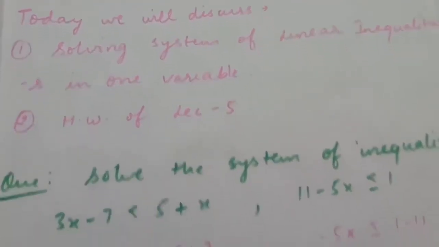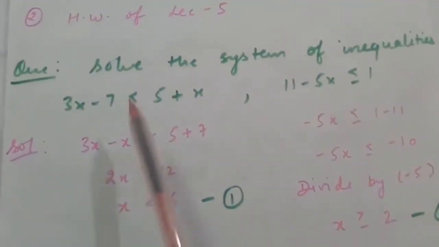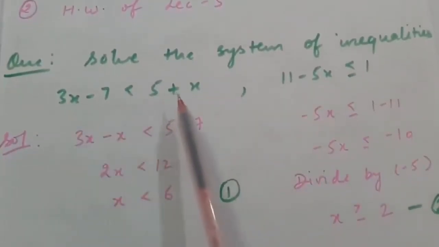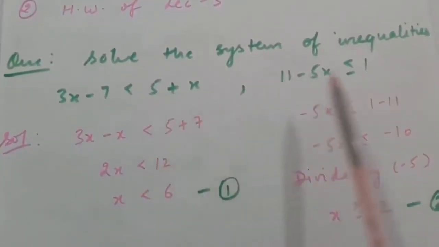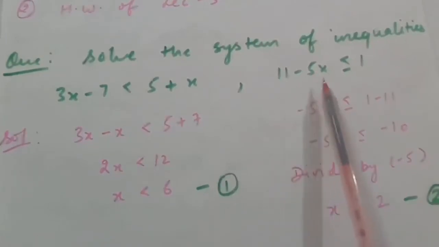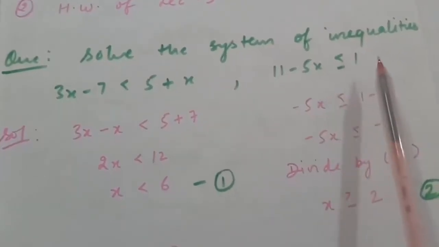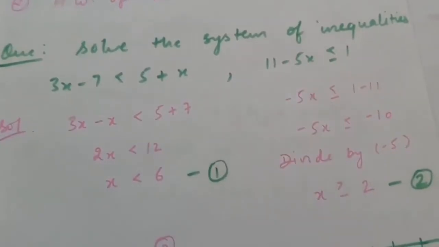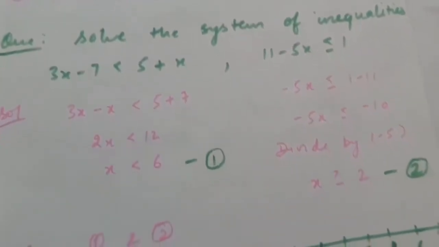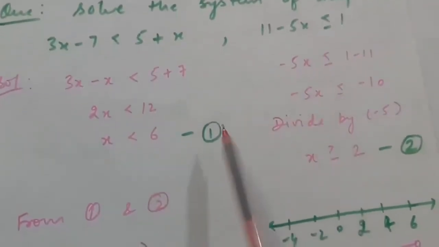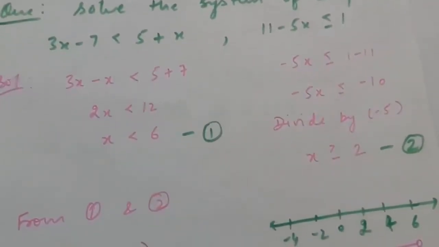lecture 5th. So the first question is, solve the system of inequalities 3x - 7 < 5 + x, and another inequality is also given, 11 - 5x ≤ 1. So there are two inequalities given in one variable. So what we will do, we will solve these two inequalities, and then after that we will take the intersection of the solution of these two inequalities.